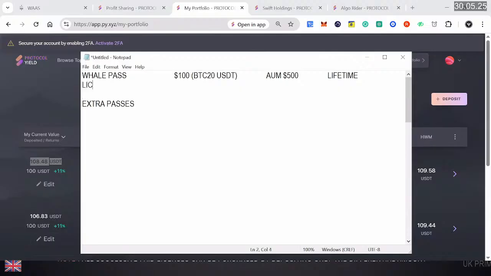Now, the next license is license one, which is $500 in USDT or USDC, right? The AUM is $2,500 and the validity is for lifetime. 50% success fee. 50% success fee. Okay.